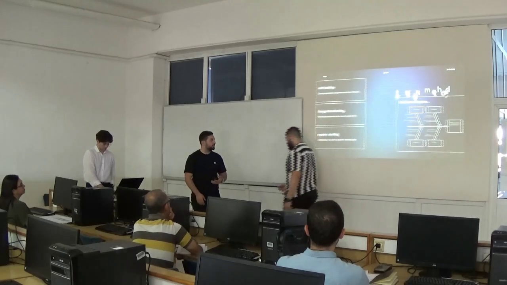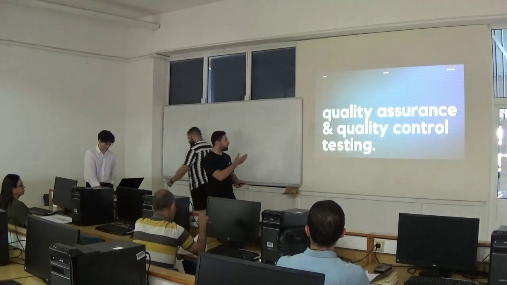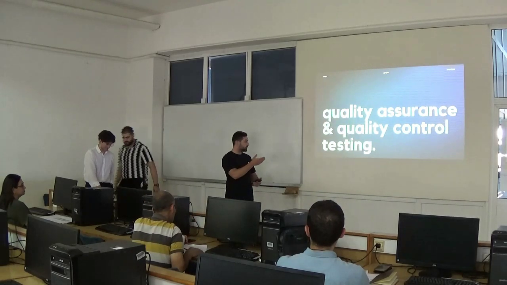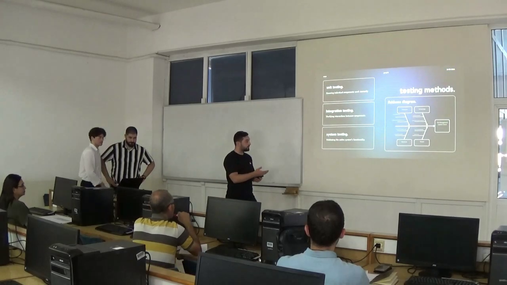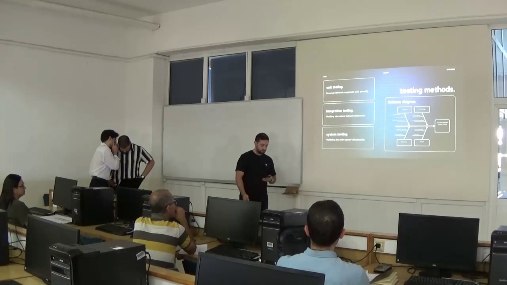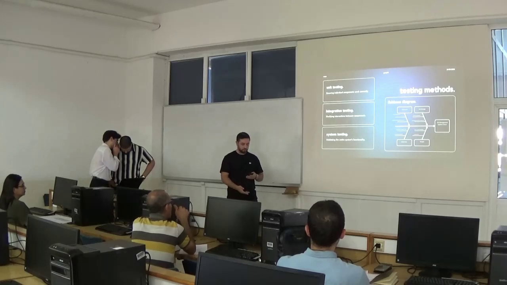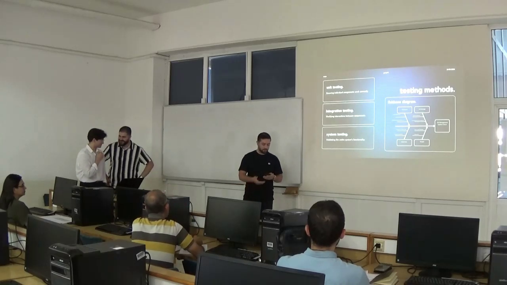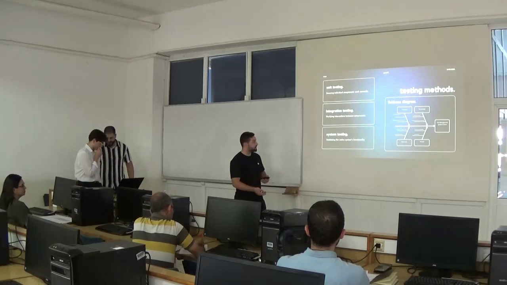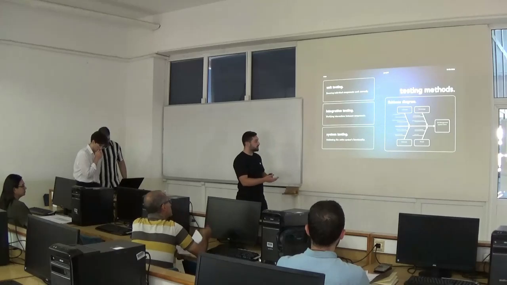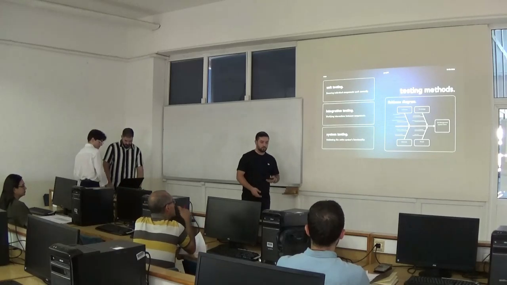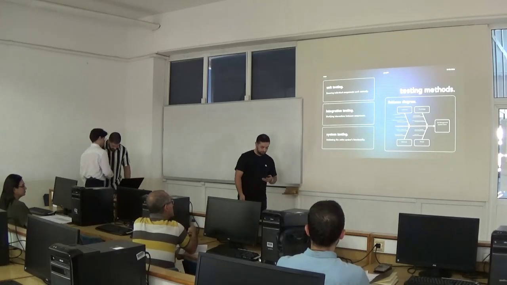Hello everyone. I'm going to talk about quality assurance, quality control, and testing. We use a fishbone diagram for our risk analysis, and it shows us the potential risks by categorizing them into major areas. As you can see, we divide them into four: processes, technology, materials, and people. So let me talk about them really quick.